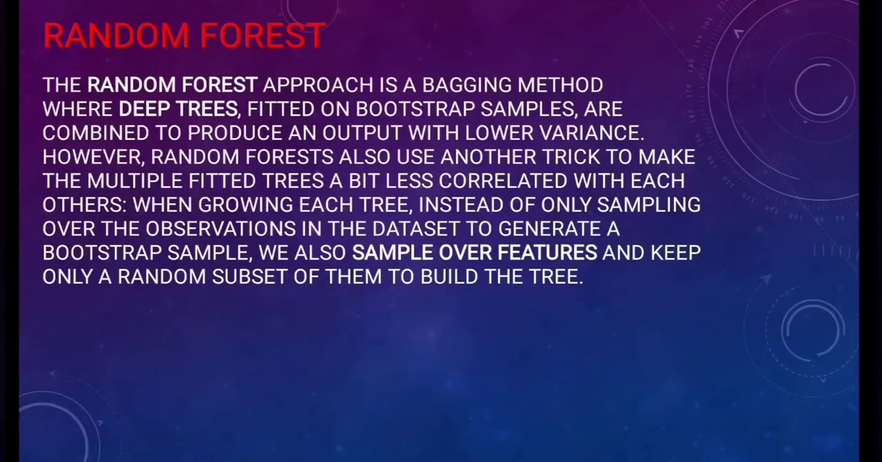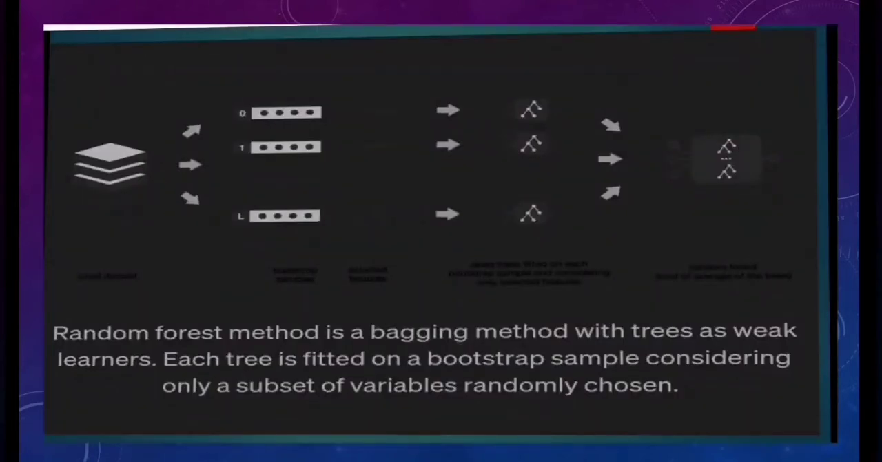When growing these trees, instead of only sampling over the observations in the dataset to generate a bootstrap sample, we also sample over features and keep only a random subset of them to build a tree. We can see in the diagram that the random forest method is a bagging method with trees as weak learners. Each tree is fitted on a bootstrap sample considering only a subset of features randomly.